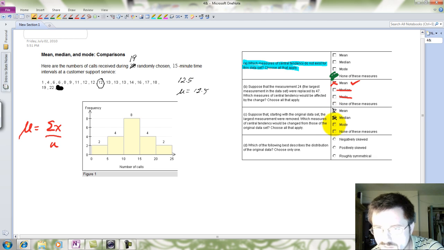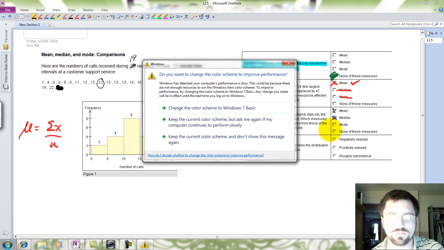So the mean changes. Does the mode change? Does the most frequently occurring number change?